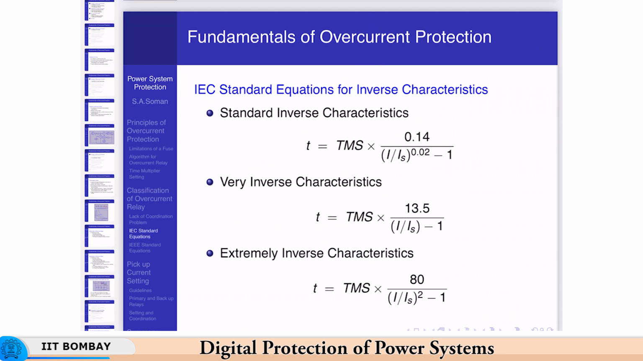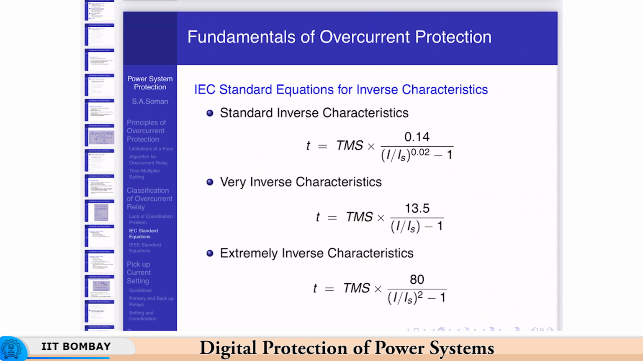And for the extremely inverse characteristic, K is 80 and alpha is 2. There is one more, known as long inverse, which is very rarely used. That is why it is not listed here. There K is 120 and I by IS is 1. Okay, but it is a very rarely used characteristic.